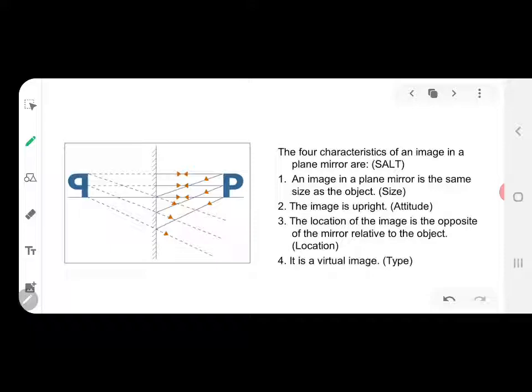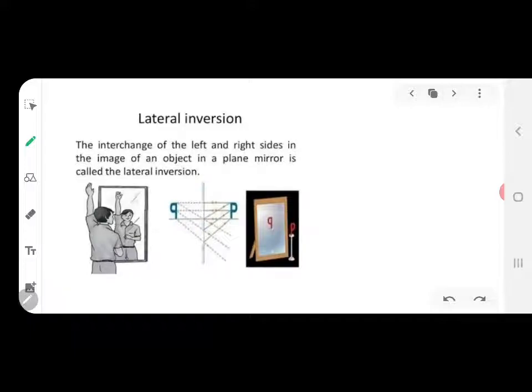The four characteristics of an image in a plane mirror are that the image is the same size as the object, the image is upright, the location of the image is on the opposite side of the mirror relative to the object, and it is a virtual image. Apart from this, there is a very important property shown by the image formed in a plane mirror. It is laterally inverted. Now what is lateral inversion? The interchange of the left and right sides in the image of an object in a plane mirror is called lateral inversion.